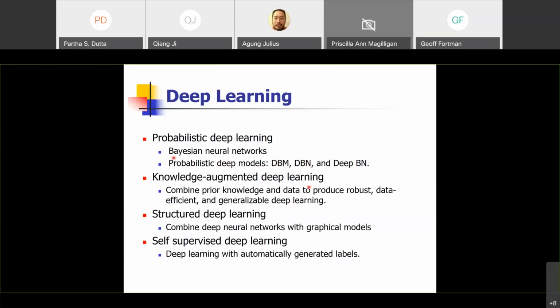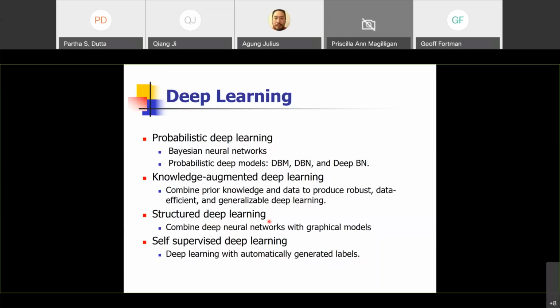The second area of deep learning is knowledge-augmented deep learning. Instead of doing only data-driven deep learning, we are interested in combining data with prior knowledge, because we think the prior knowledge is very important. This makes the deep learning very data efficient, and also makes it generalizable to different new scenarios or new data sets.